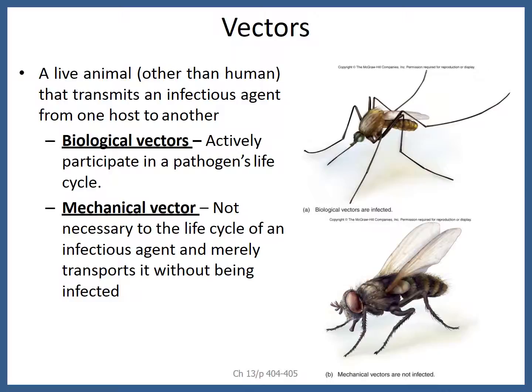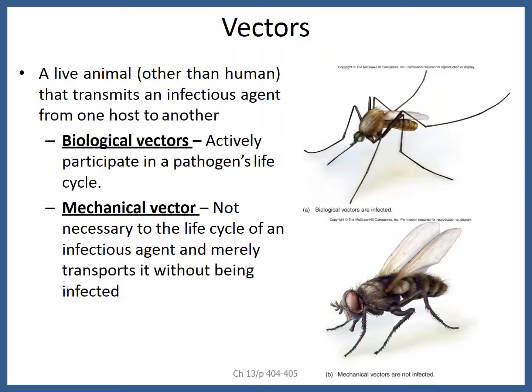The contrast would be a mechanical vector, so that's shown here. We have a fly. So imagine that you have some trash, and maybe the trash is contaminated with salmonella bacteria. Then the fly lands on the trash, and it picks up on its feet, I guess at the end of its legs, that's probably not a very entomology appropriate term, some of the salmonella microbes. And then it can move to another area. Maybe it lands on your food, and it spreads the agent.